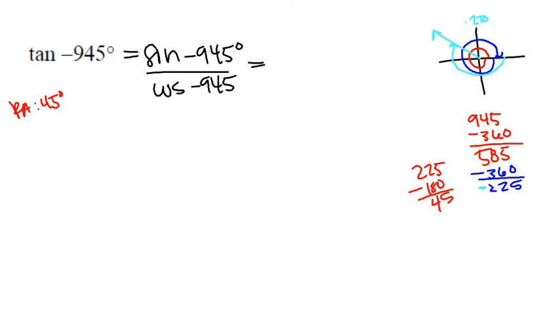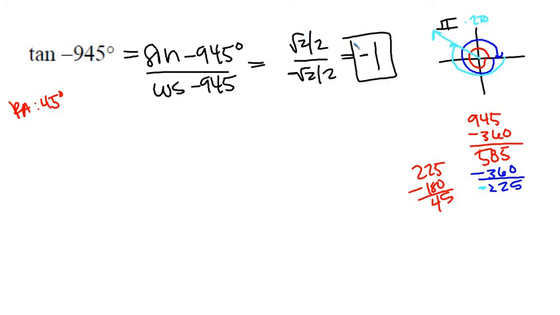Now I know at 45, hand trick or chart, that this is the square root of 2/2 over the square root of 2/2. But then I have to figure out, are they positive or negative? I can see I'm in quadrant 2, where cosine is negative, but sine is positive. And of course, anything over itself is 1, and a positive divided by a negative is negative. Okay, one more. Cosine of 4pi/3.